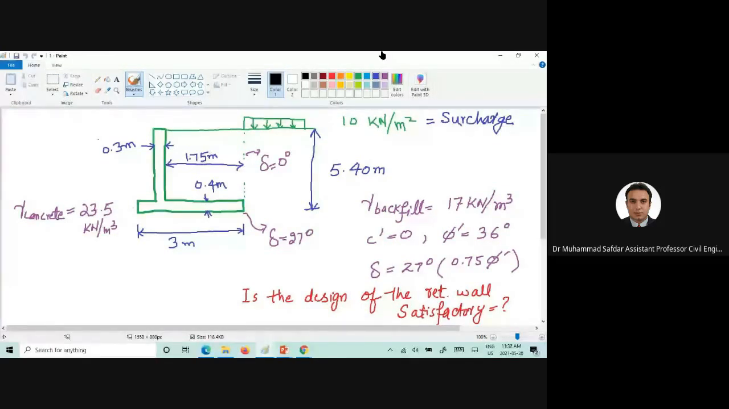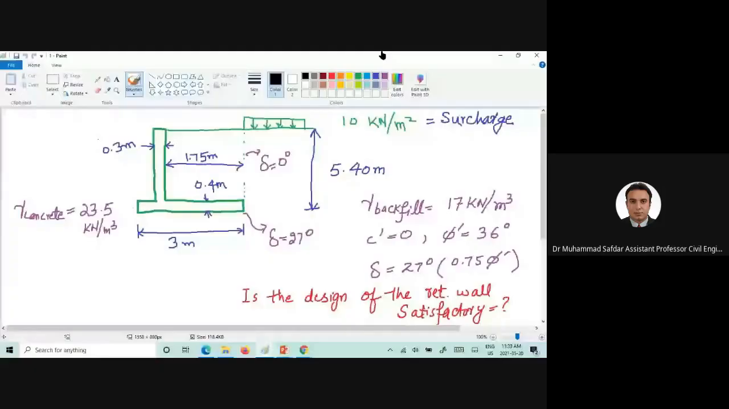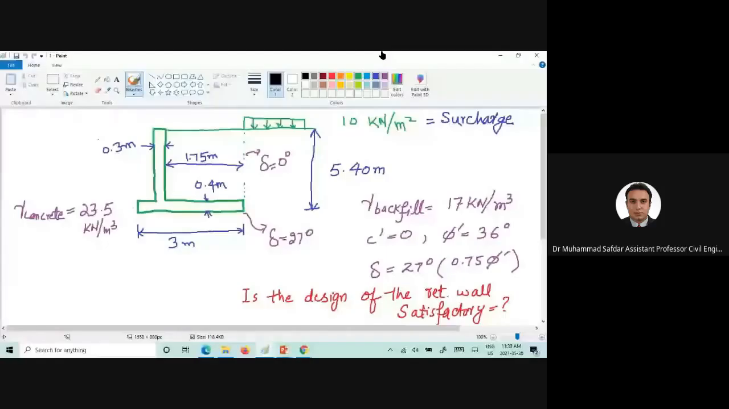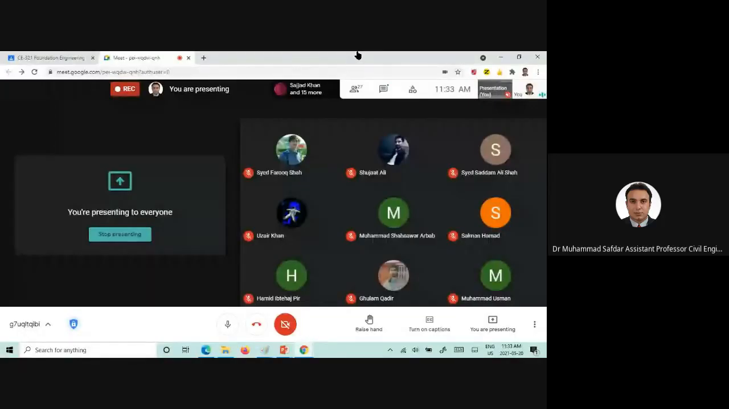Now what we need to do here is find the horizontal forces and the vertical forces. What could be the horizontal forces and what could be the vertical forces in this case? You need to find out the horizontal forces and the vertical forces. Okay, let me help you.